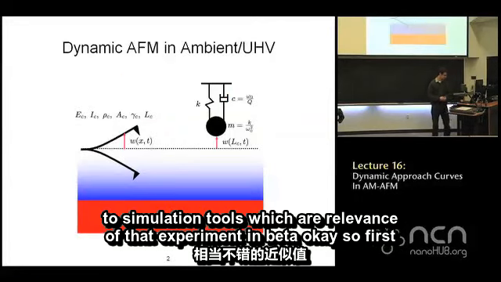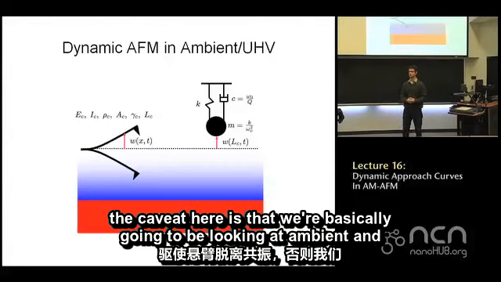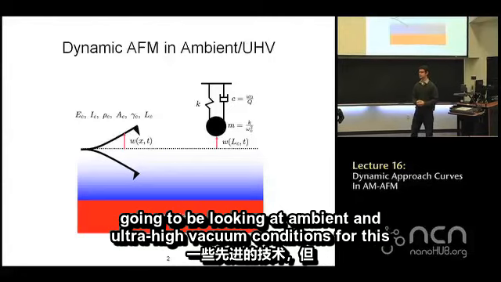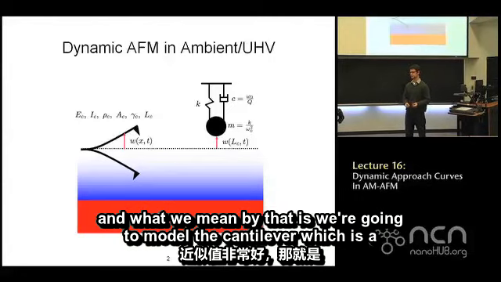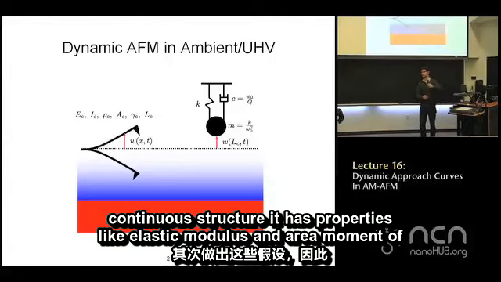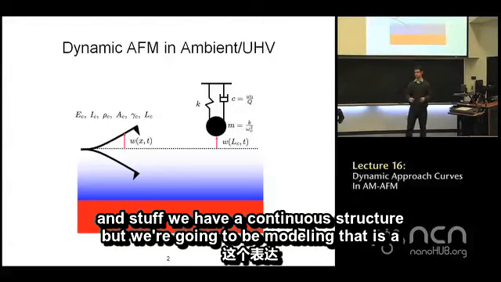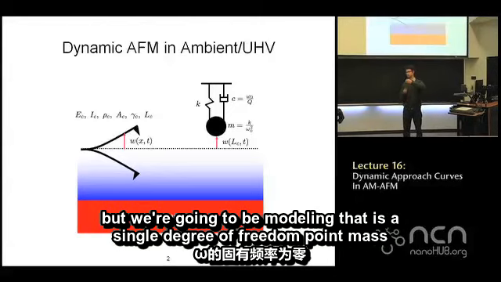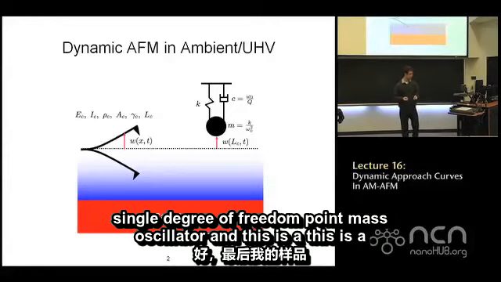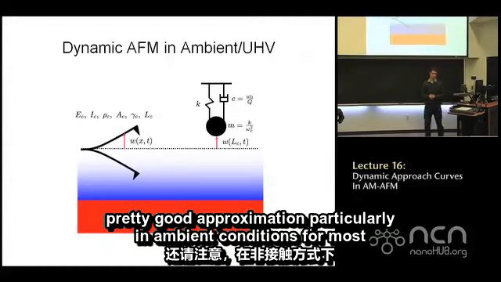First, the caveat here is that we're basically going to be looking at ambient and ultra-high vacuum conditions. What we mean by that is we're going to model the cantilever, which is a continuous structure with properties like elastic modulus, area moment of inertia, damping coefficients and length, as a single degree of freedom point mass oscillator. This is a pretty good approximation, particularly in ambient conditions for most conventional applications.